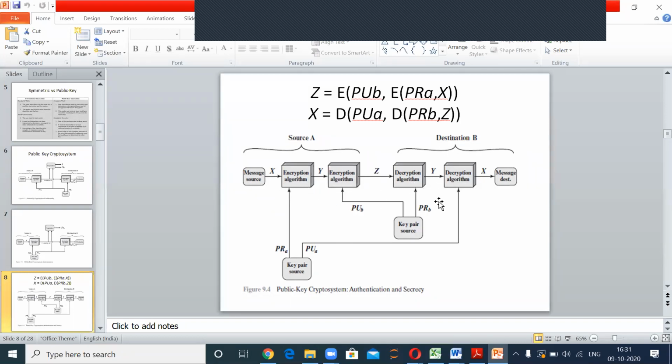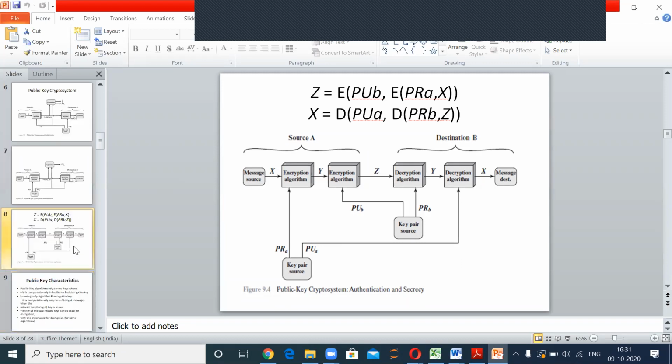Two times encryption can be done. That's why this should provide both authentication and confidentiality. At the receiver side, the two times decryption process is performed. First, the receiver decrypts by using his private key, the receiver's private key, PRB. Then the message is decrypted again by using the sender's public key, PUA. So this slide represents public key cryptography, and how authentication and confidentiality can be provided.